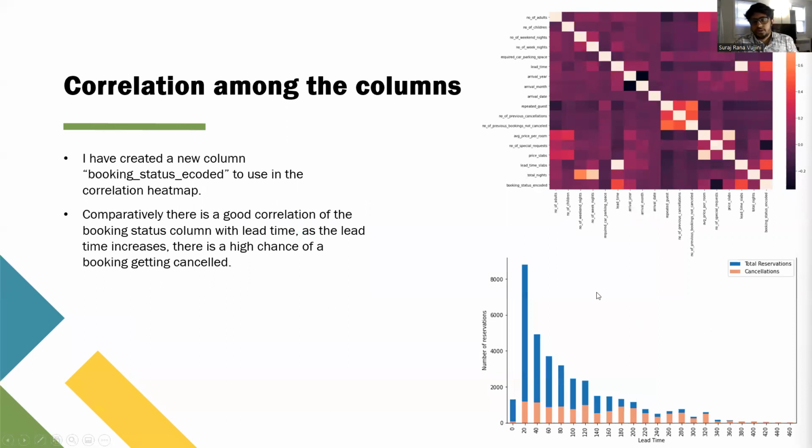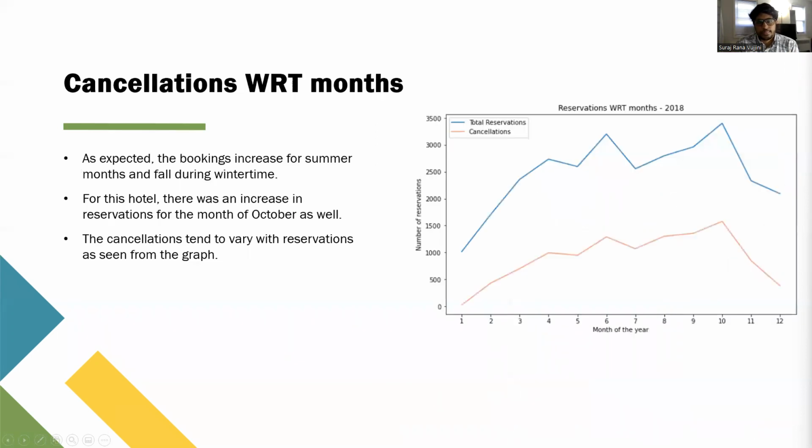So if you look at the correlation among columns, you don't see a lot. I have added the booking status encoded column to include in the correlation data. We can see that it has a pretty high relation with lead time slabs or lead time, which are the same thing. From this data, we can see that as the lead time increases, the concentration of cancellations increases. So as the lead time increases, the chance of a reservation getting canceled increases.